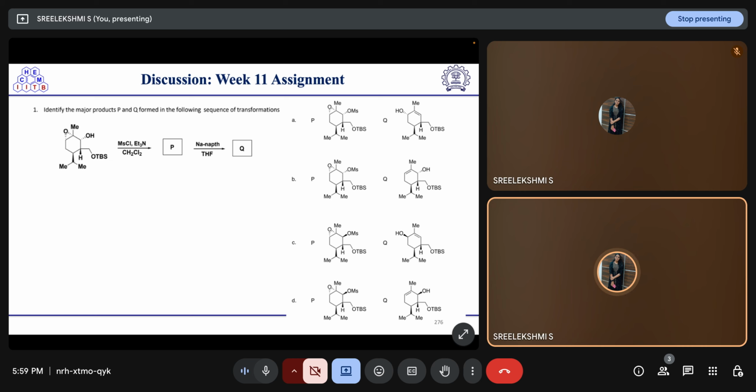So now let's move on to the week 11 assignment. The first question of the week 11 assignment was: identify the major products P and Q formed in the following sequence of transformations. So this particular compound is firstly treated with mesyl chloride and triethylamine in DCM. We will get a compound P. Then it is treated with sodium naphthalide in THF. So we will be getting a compound Q. Which will be the corresponding P and Q out of the options given here?